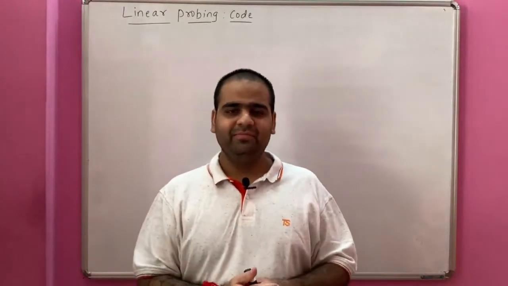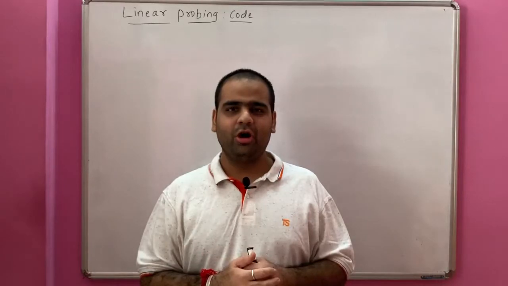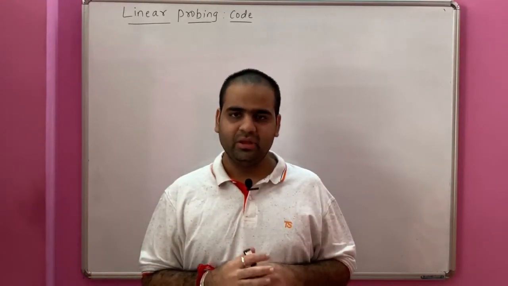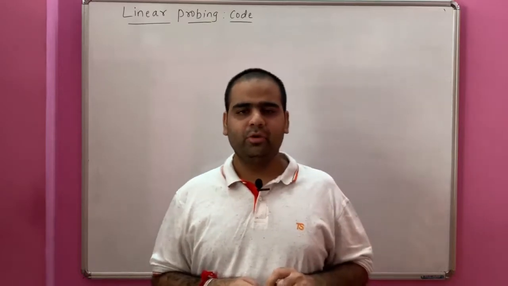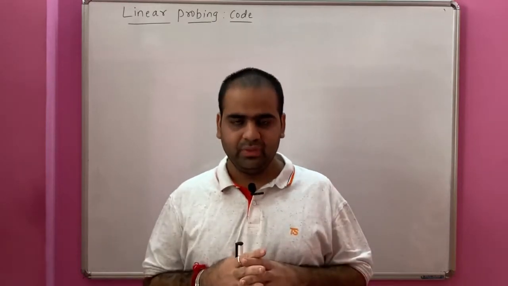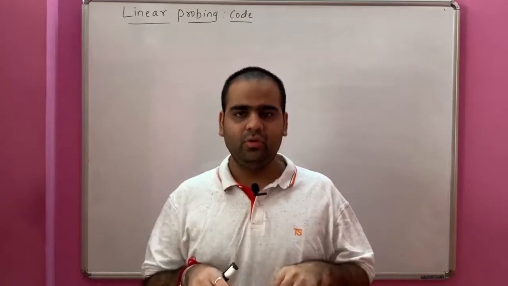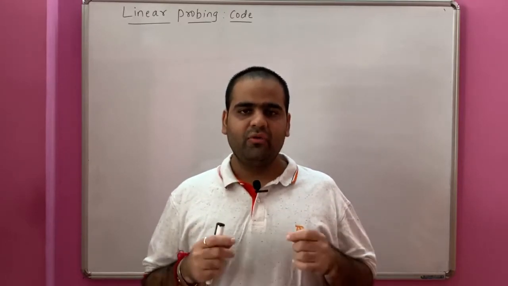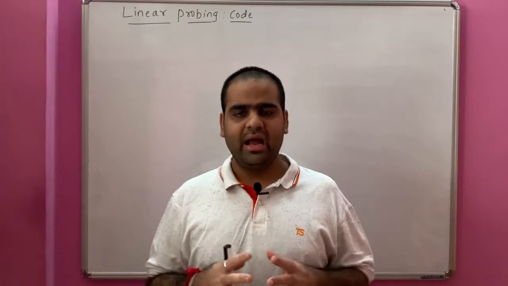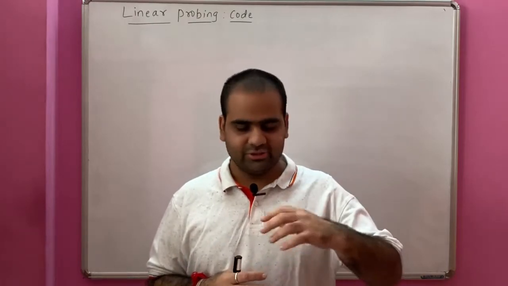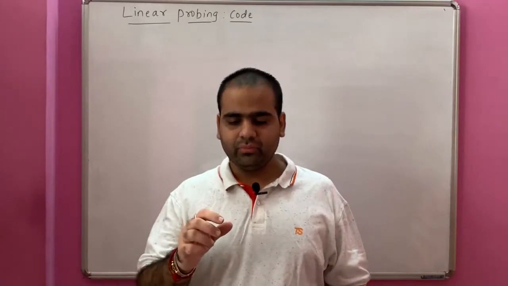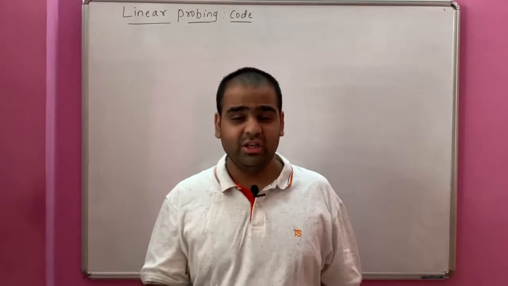Hello everyone, in this video we are going to talk about the code relating to linear probing. Now we know that linear probing is an open addressing technique, that means we add elements in the hash table only, unlike separate chaining. Now we are going to get a hash function. Based on that hash function we add it. Then after adding with the hash function, we rehash it if there is a collision.